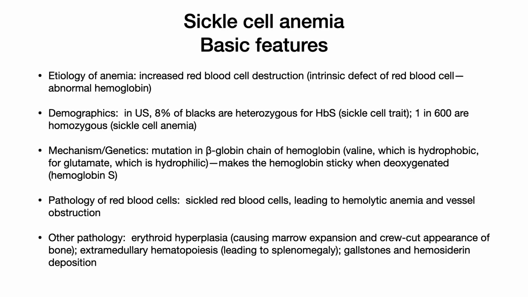It actually says it can cause a crew cut appearance because of the bone around the bone marrow expansion. And then you can also make red blood cells in unusual locations for adults, i.e. liver and spleen, which can lead to hepatosplenomegaly. Because you're getting breakdown of the red blood cells, that releases the hemoglobin, and you get unconjugated bilirubin. That can lead to gallstones, and also you can have hemosiderin deposition as the red blood cells break down. For example, in the spleen, they can deposit the iron there.